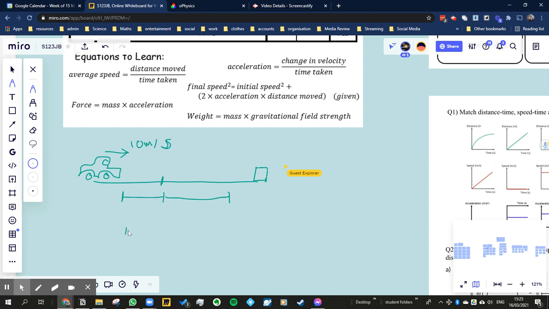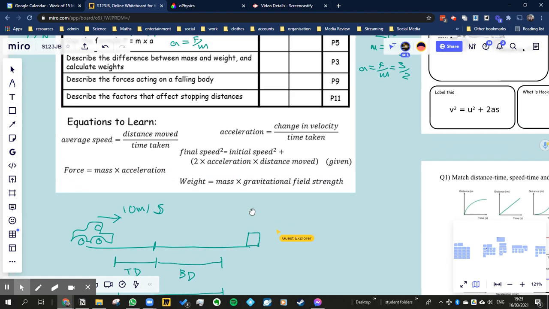So the total distance between him seeing the object and coming to a stop is the stopping distance. And the distance between him seeing it and reacting is called the thinking distance. And the distance between him putting the brake on and actually stopping is called the braking distance. Okay. And I think that's the whole checklist. So that's a brief summary of your checklist.